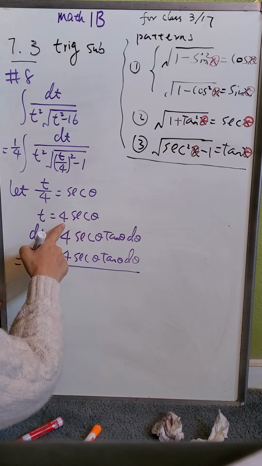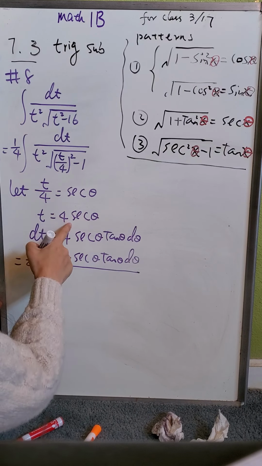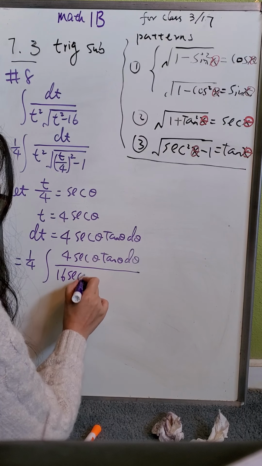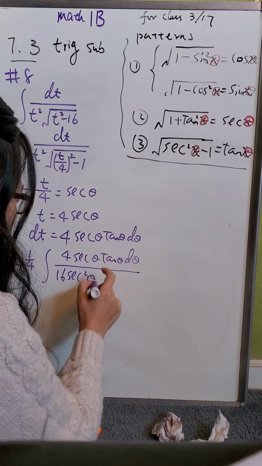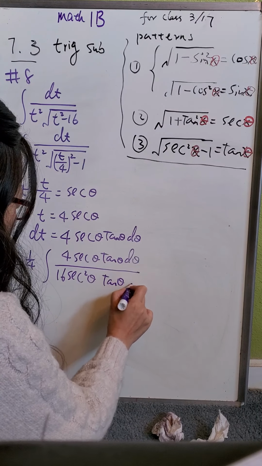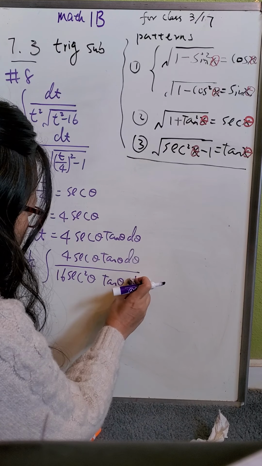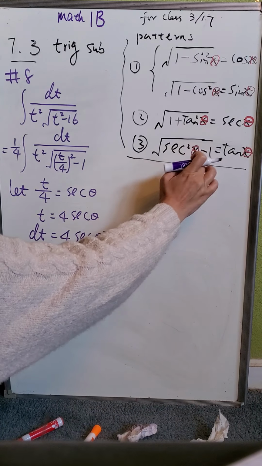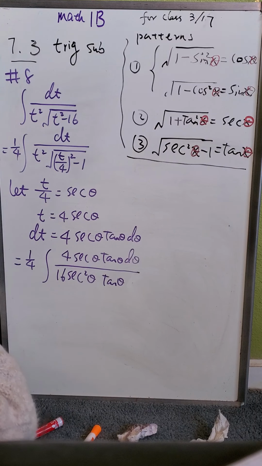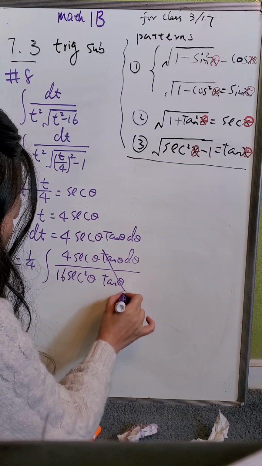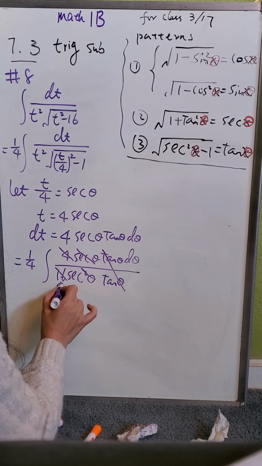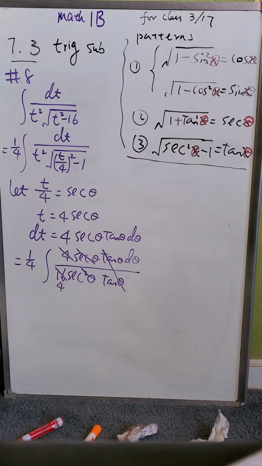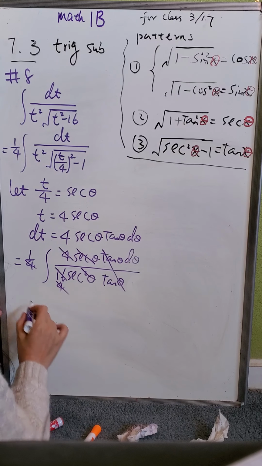Over your t squared, which becomes 16 secant squared theta. This one is just equal to tangent theta. You don't have to show me the work because I give that to you. After that, we're going to reduce. This one takes away 1, this one's a 4, and there's a 4 here also, so that can also reduce.